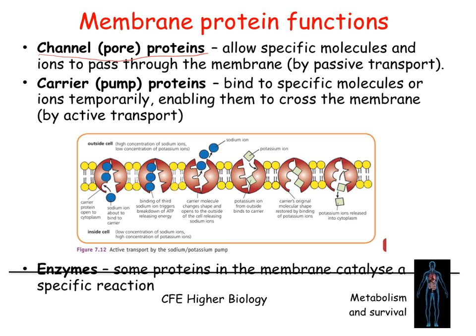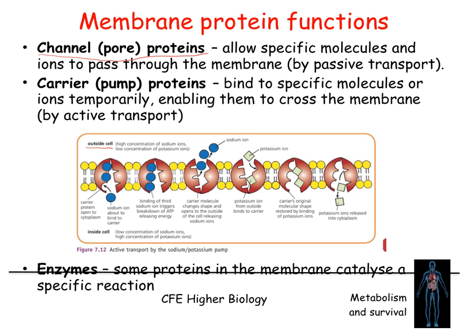An example that I've put up here is called the sodium-potassium pump. You'll see that outside of the cell there's a high concentration of sodium ions and a low concentration of potassium ions. Now, normally in diffusion the sodium ions would diffuse into the cell. But in this situation, the sodium-potassium pump, this carrier protein, can actively take sodium out of the cell.